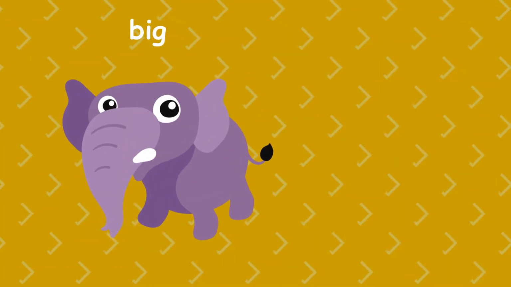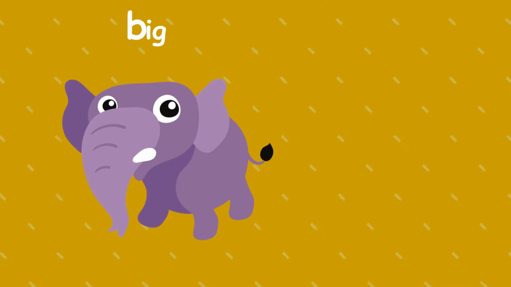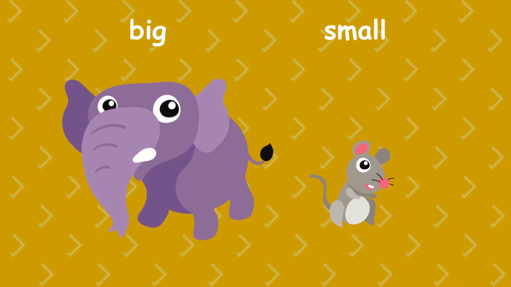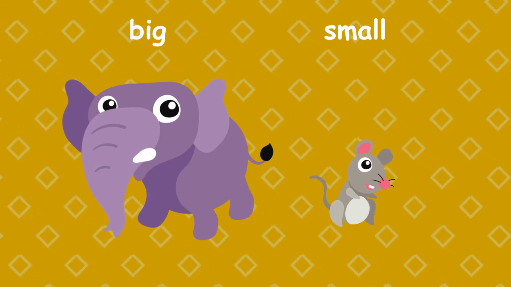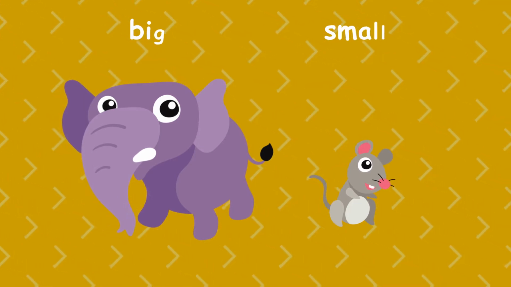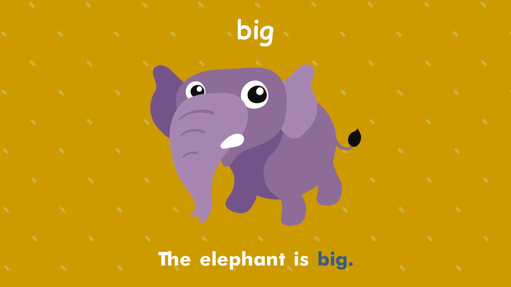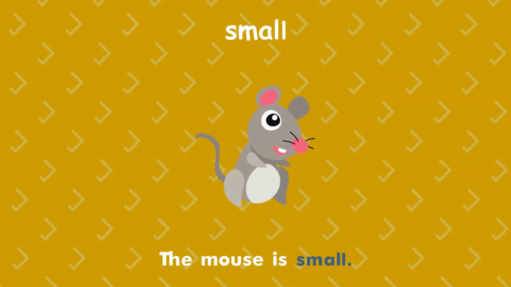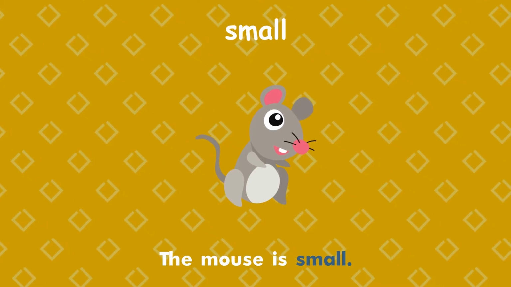Big, big. Small, small. The elephant is big. The mouse is small.